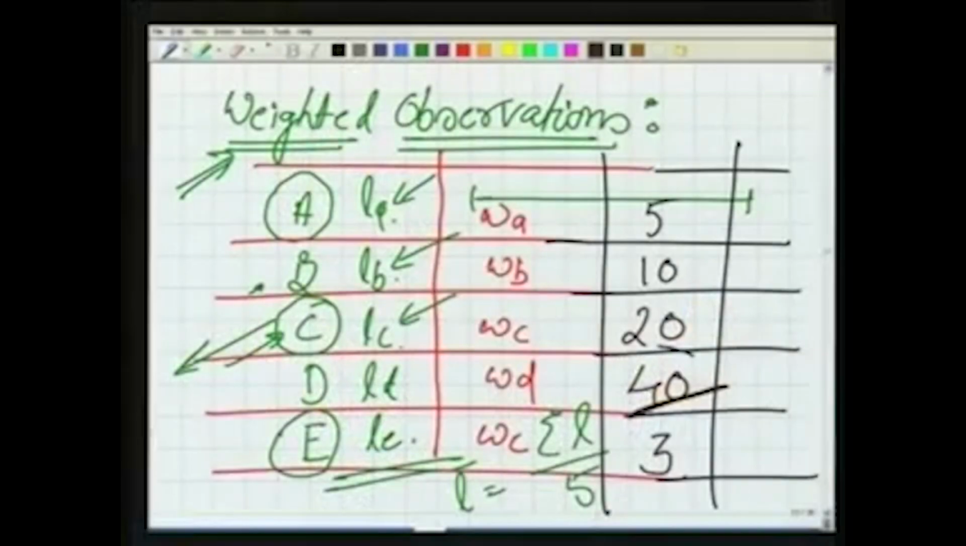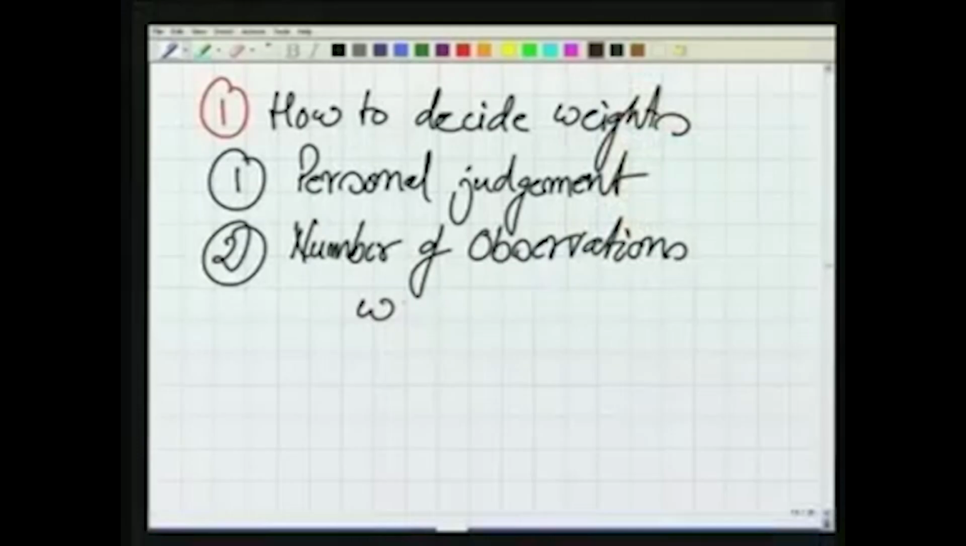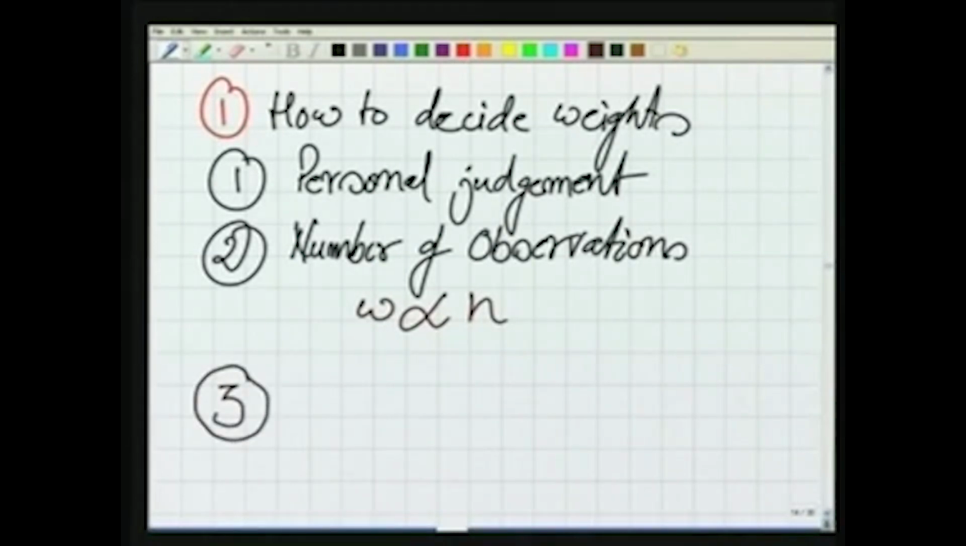Obviously, this observation has got more weight. This observation having 40 observations, because a single thing we have measured 40 times, so we can definitely give more weight to that. So the second method of giving these weights is proportional to the number of observations. Can there be any better method? The third one, we give the weights by the variance, or we can say the precision.